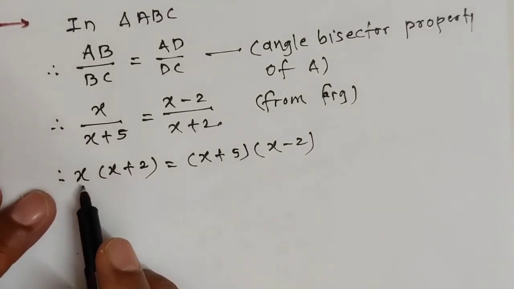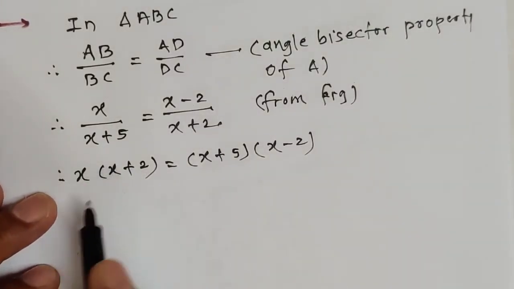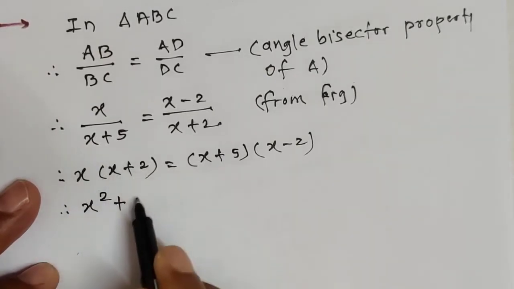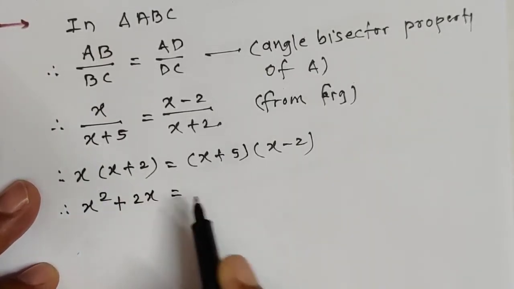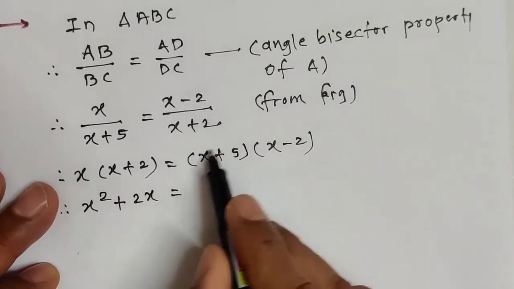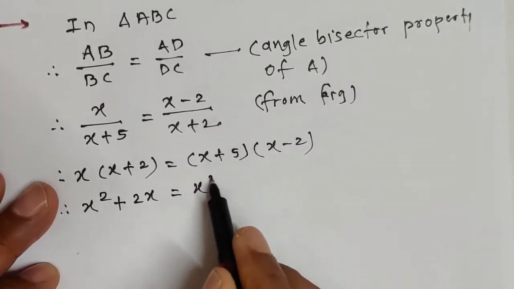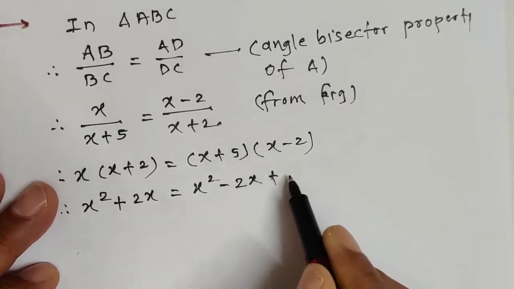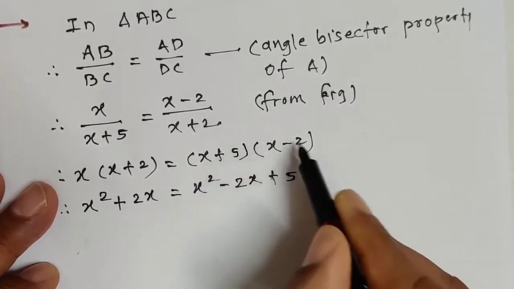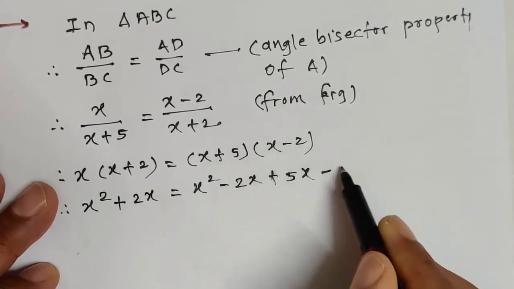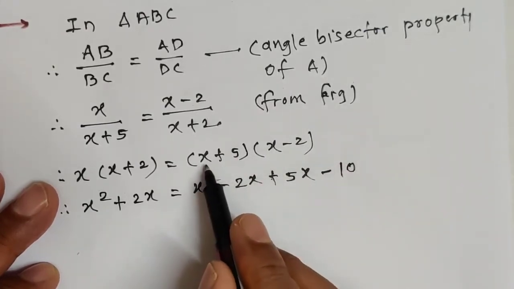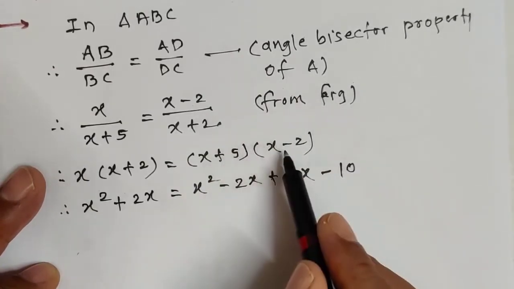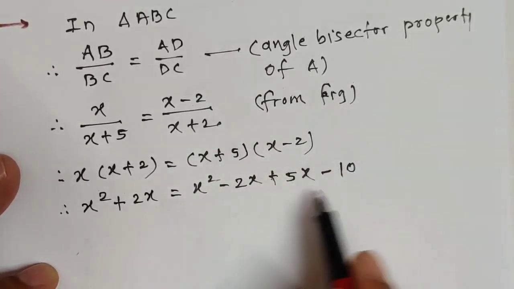Multiply this x to the whole bracket: x into x, we get x square, plus x into 2 is 2x, is equal to, here x into x is x square, minus 2x, plus 5x and minus 10. Multiply by x first to the whole bracket and then multiply by 5. So we get this one.